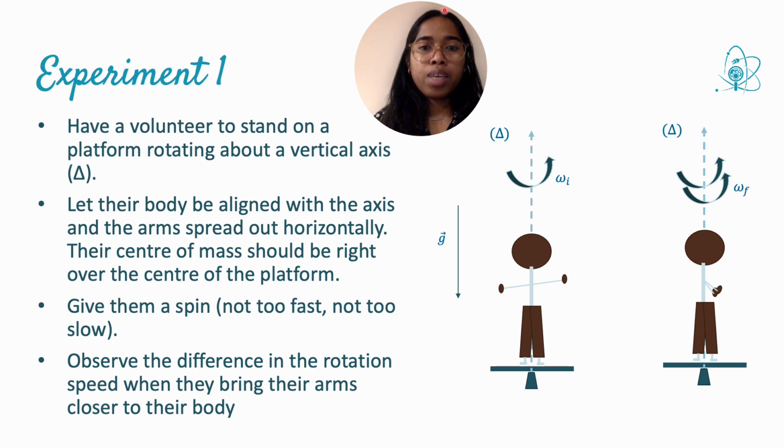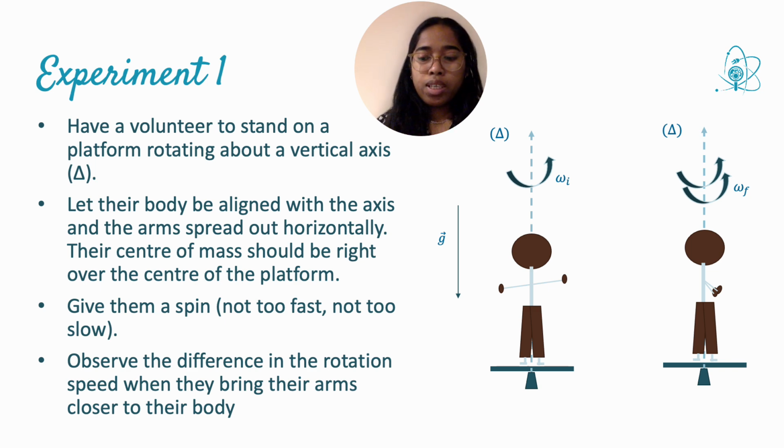Also, the platform can rotate about the vertical axis, and then the person on the floor should take one of the arms and give them a spin, not fast, but not too slow as well. And from this experiment, they should observe that their rotational speed increases when they bring their arms closer to the body, and also their legs if possible. So they will spin faster in this instance than when they have the arms spread out.